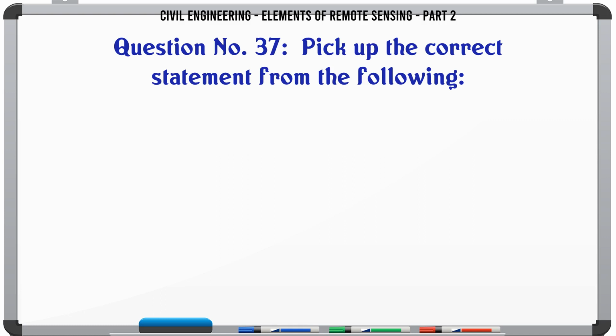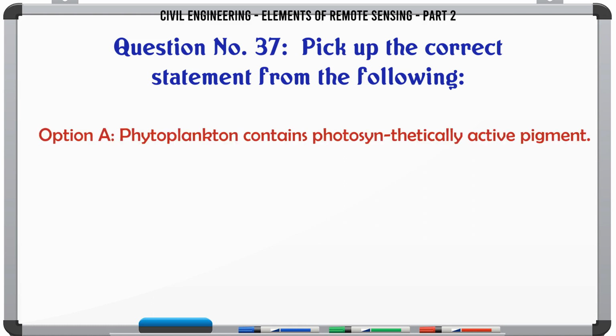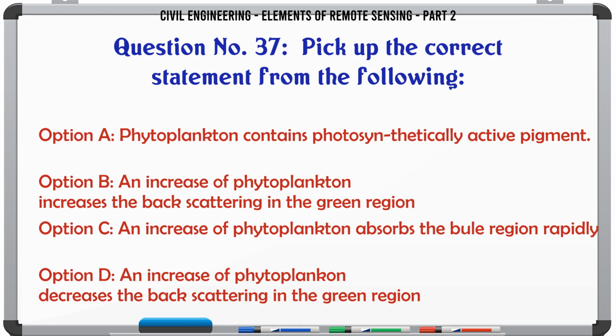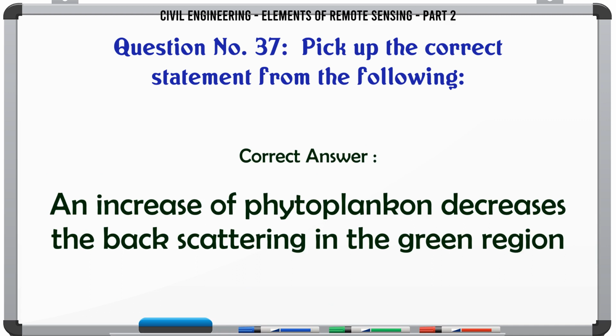Pick up the correct statement from the following. A. Phytoplankton contains photosynthetically active pigment. B. An increase of phytoplankton increases the backscattering in the green region. C. An increase of phytoplankton absorbs the blue region rapidly. D. An increase of phytoplankton decreases the backscattering in the green region. The correct answer is an increase of phytoplankton decreases the backscattering in the green region.